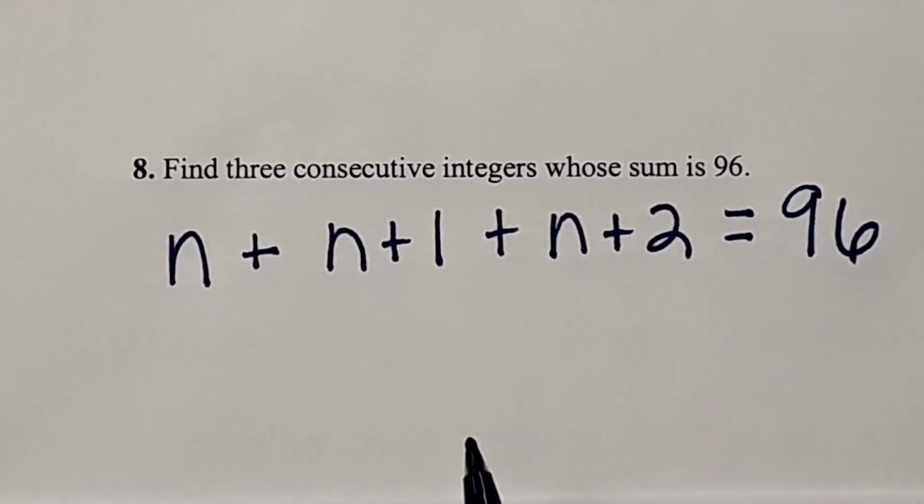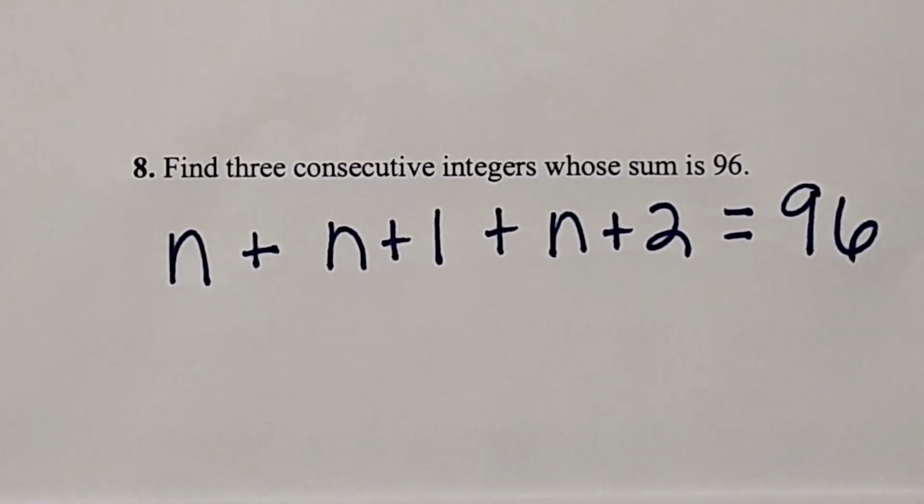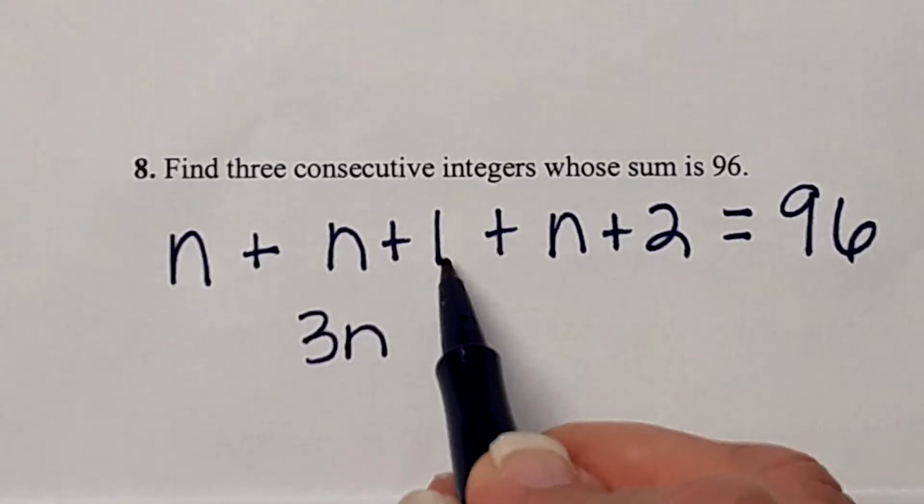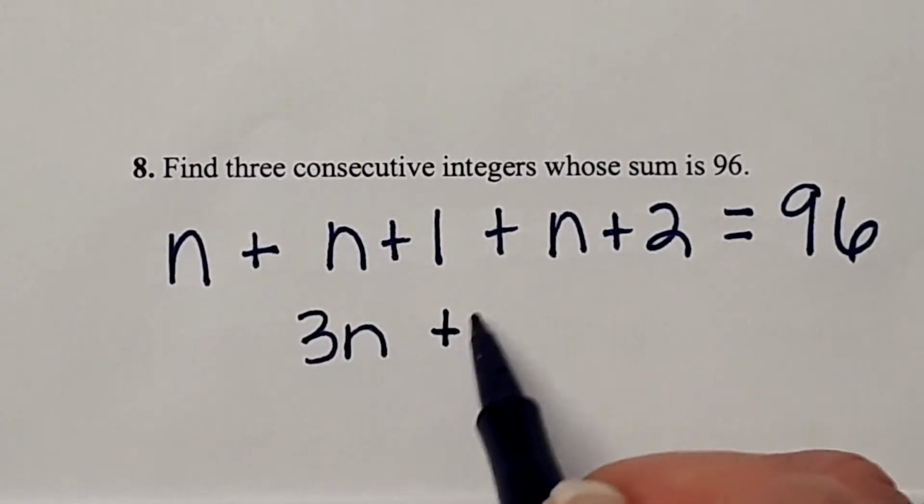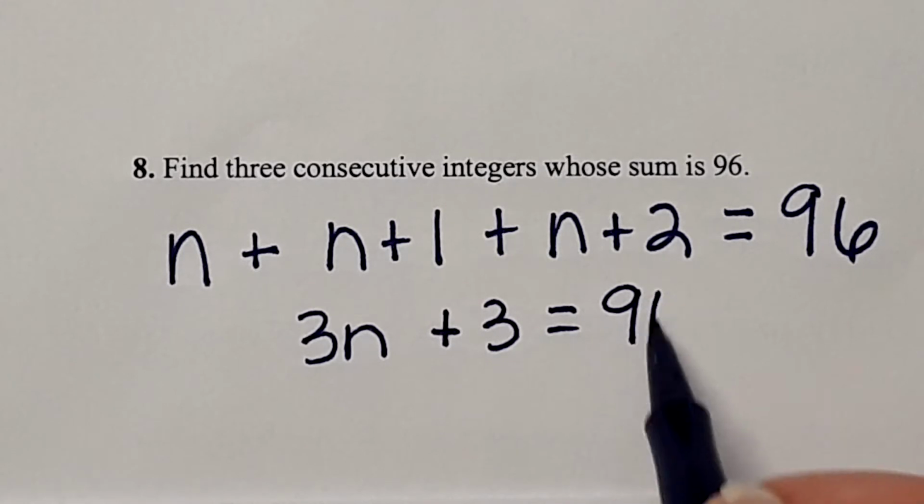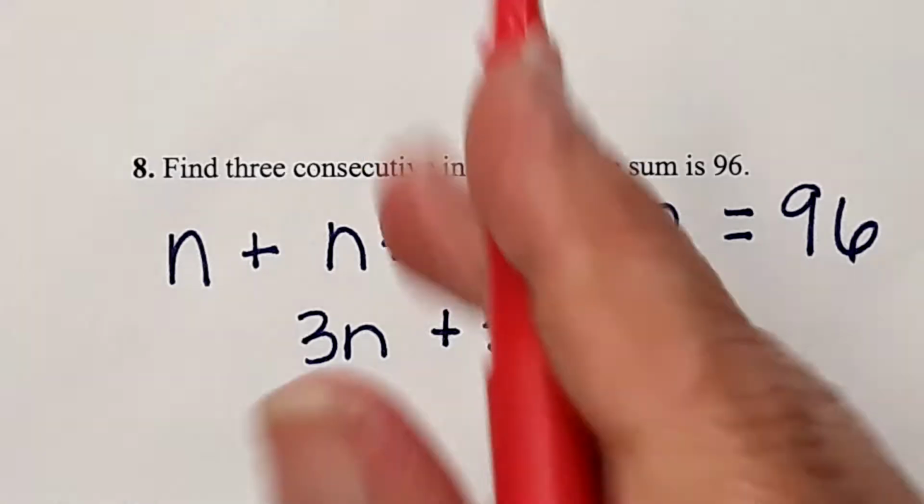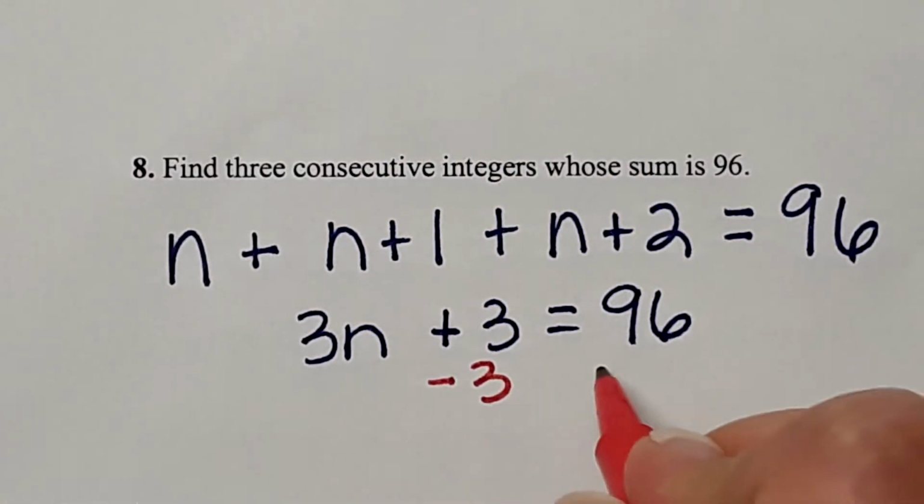Okay, now let's combine like terms. How many n's do I have? 3. So I have 3 n's. And then what is 1 plus 2? 3. And now what are we going to do? Yep, we're going to subtract 3 from both sides.